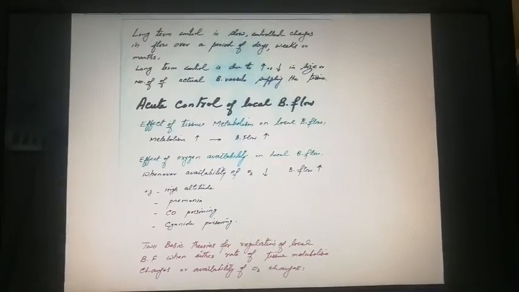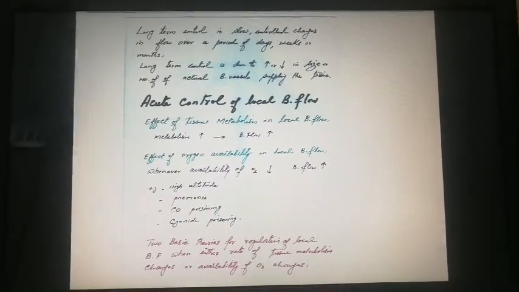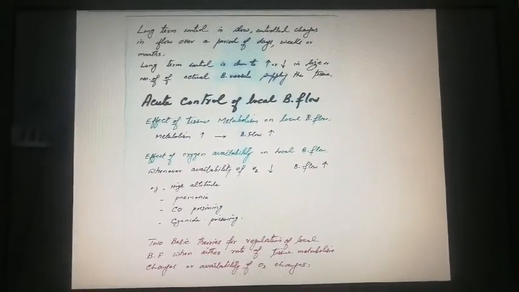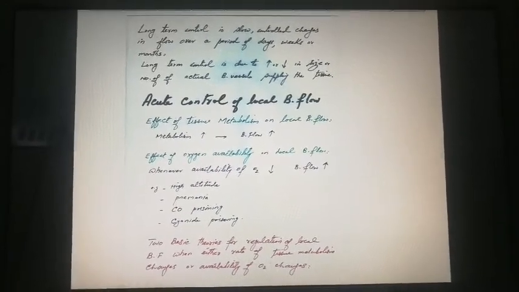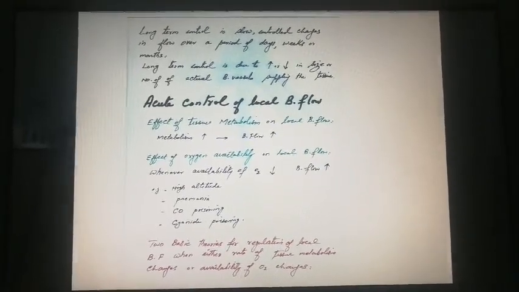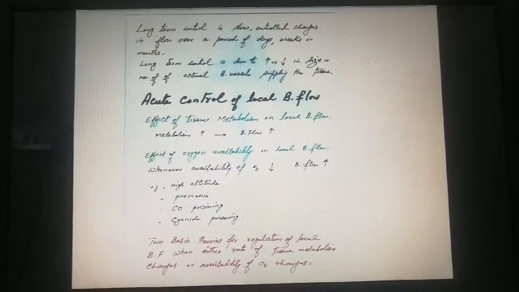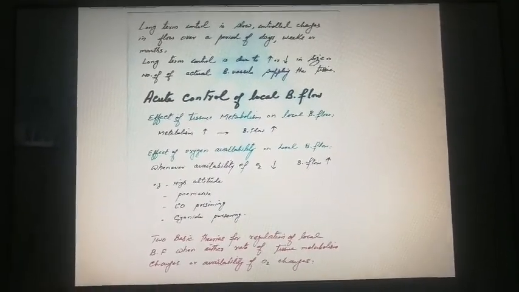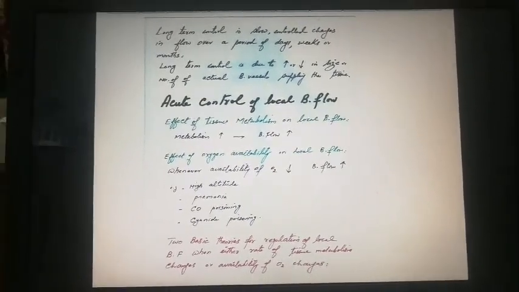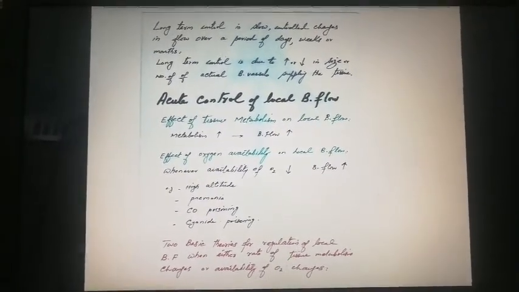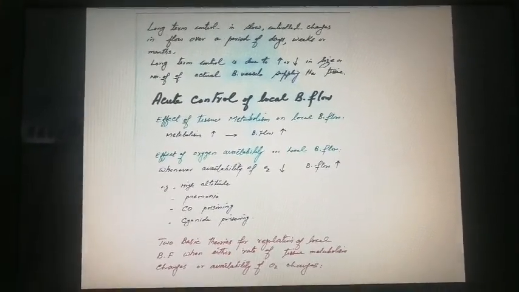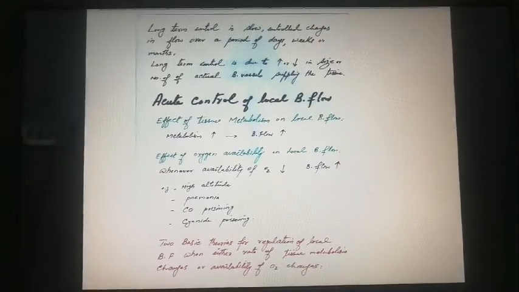Oxygen is decreased when the person is at high altitude, suffers from pneumonia, or encounters carbon monoxide poisoning or cyanide poisoning. These are the basic theories for regulation of local blood flow, when either the rate of tissue metabolism changes or the availability of oxygen changes. So the acute blood flow depends on two things. Number one is metabolism and the other is availability of oxygen. With metabolism, the blood flow has a direct correlation, and with the availability of oxygen, blood flow has an inverse relationship.